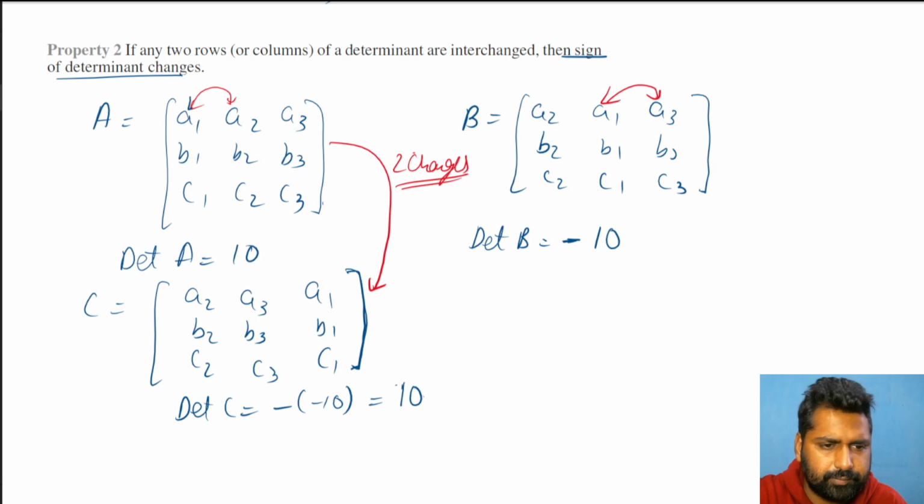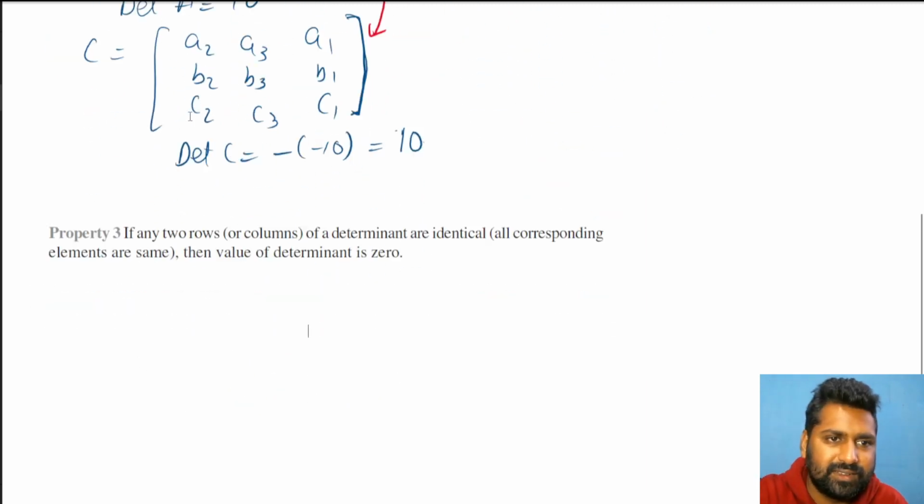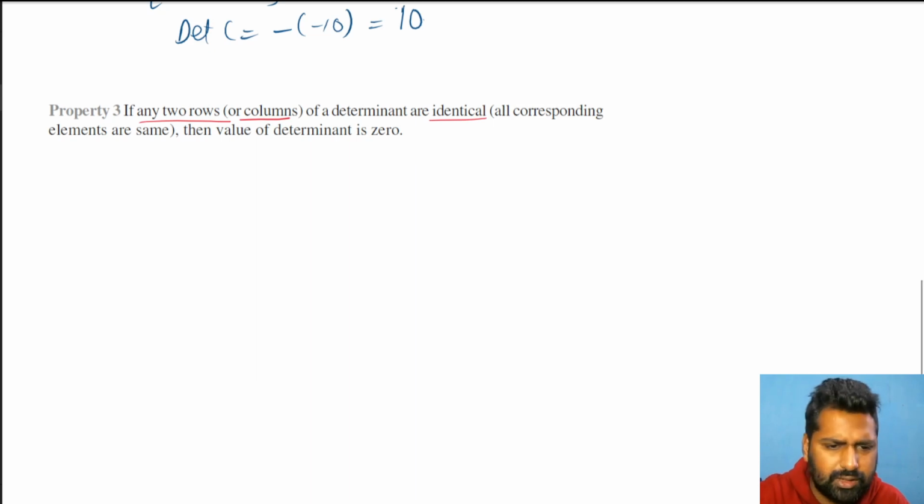Yeah. Here's a direct property. The next property is, I'll say, very important, and it's very easy to comprehend also. The property says if you have any two rows or columns of a determinant identical, meaning the same, the determinant is 0. That means you don't even have to solve, you can directly say the determinant is 0.